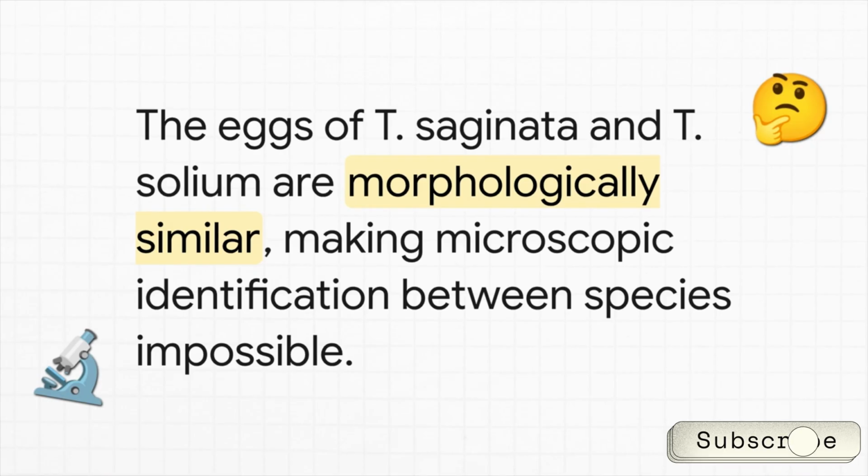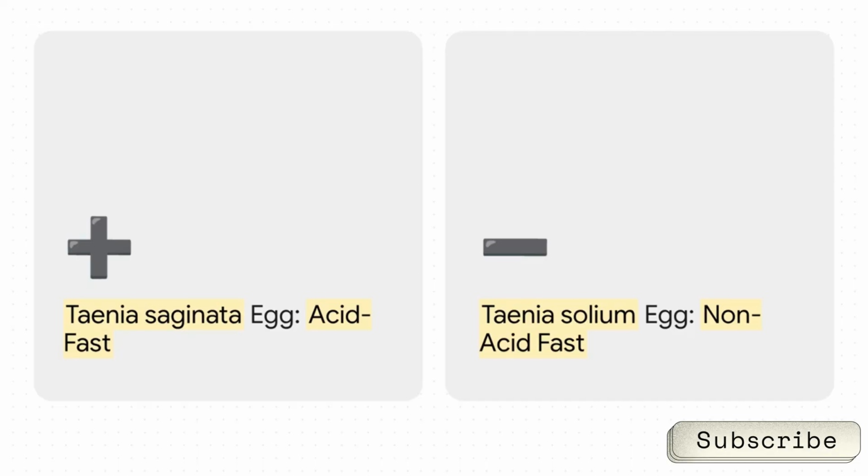So, how do we differentiate them? Well, the key is a special staining property. If we use a modified Ziehl-Neelsen stain, the eggs of Taenia saginata show up as acid-fast, but the T. solium eggs don't. It's a really simple but kinda elegant way to tell them apart.